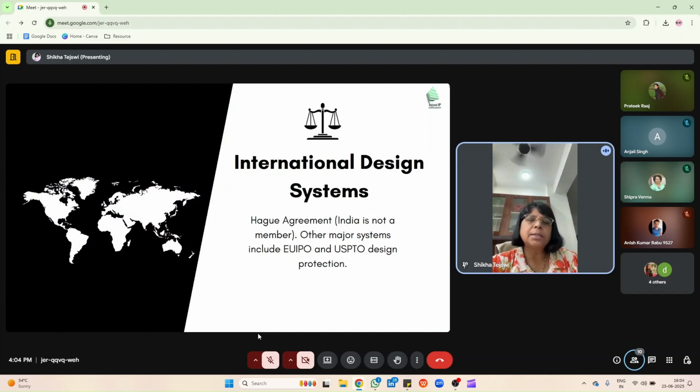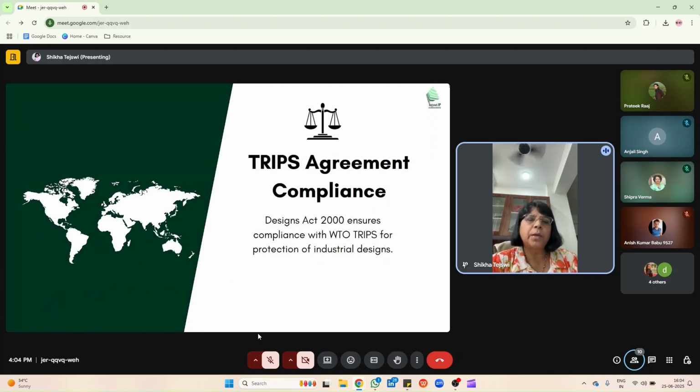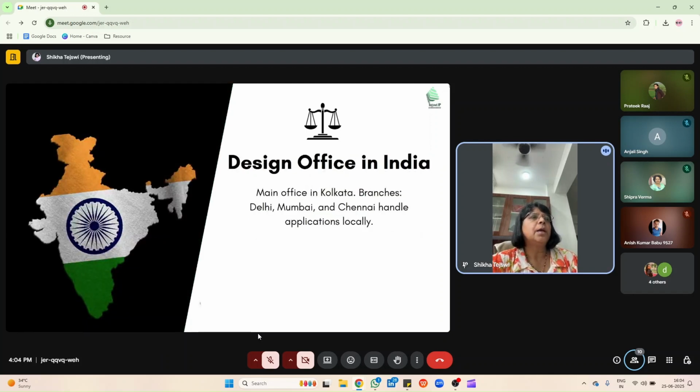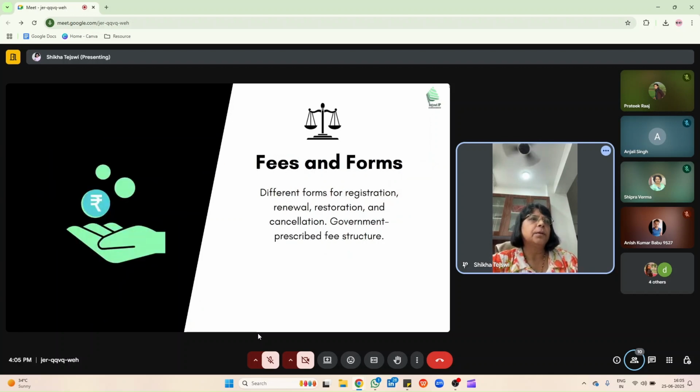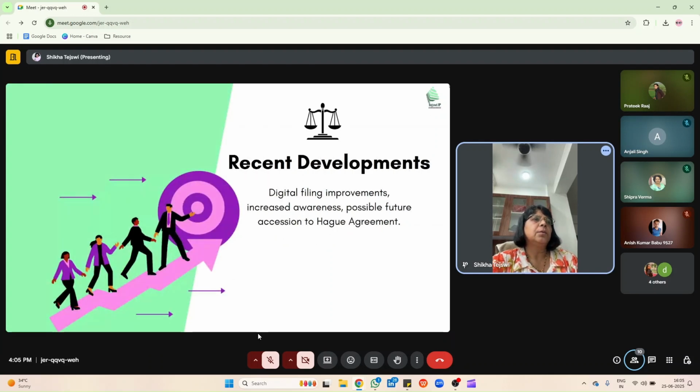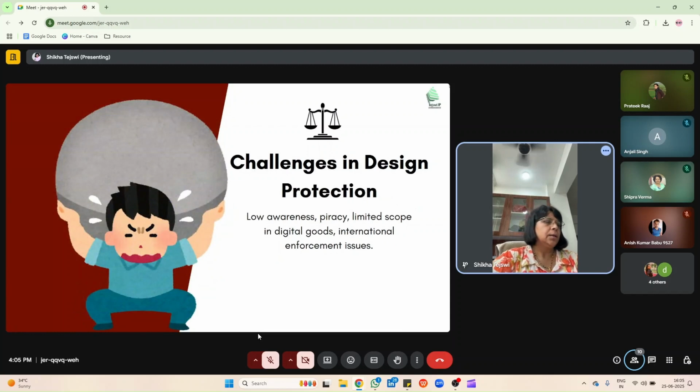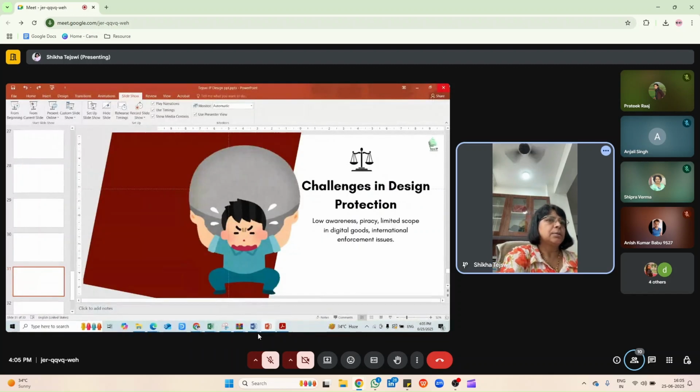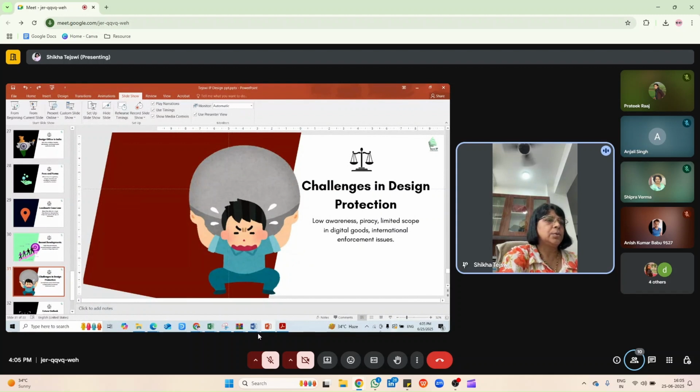Then the international design systems are the Hague Agreement, of which India is not yet a part. And then there are some more, like the USPTO and the TRIPS Agreement, which we are following. The design office is in all four patent offices, and the main office is Kolkata. Fees and forms. Okay, now I will let you go through them. I will just show you one.